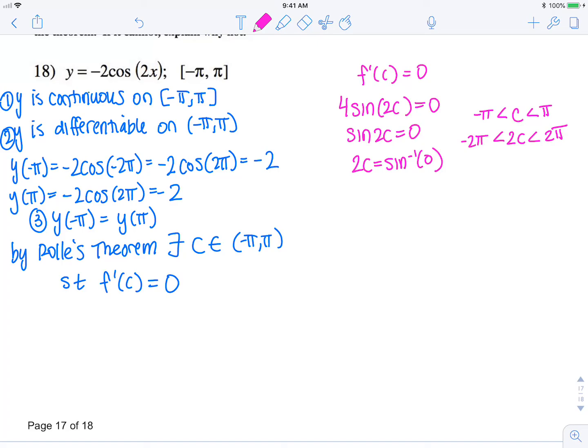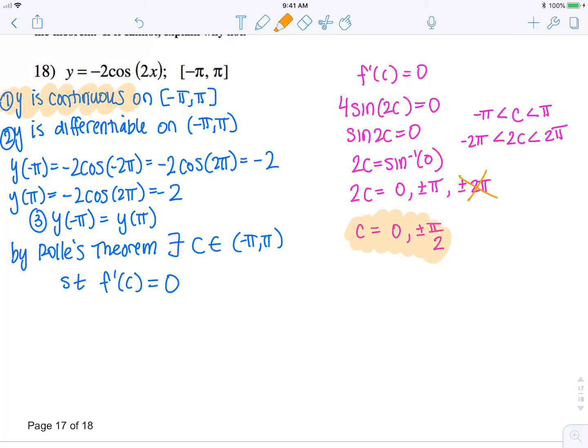sine inverse of 0. So 2c equals, well, we know sine inverse of 0 is at 0. We also know it's at positive and negative pi. And we also know it's at positive and negative 2 pi, but we're not going to use those because we don't want to equal our endpoints. So now if I solve for C, C equals 0 and positive or negative pi over 2. So that's our C values.